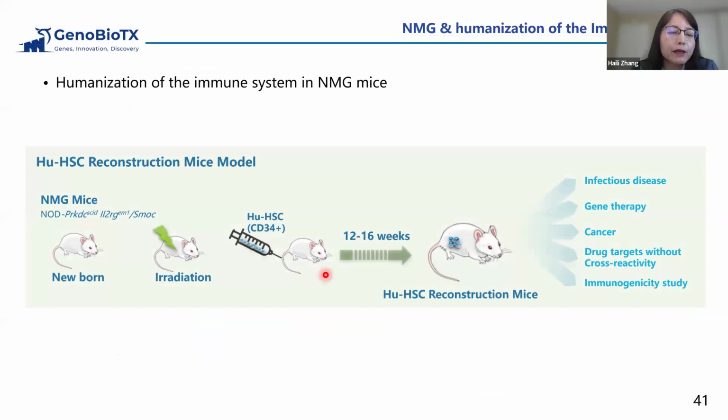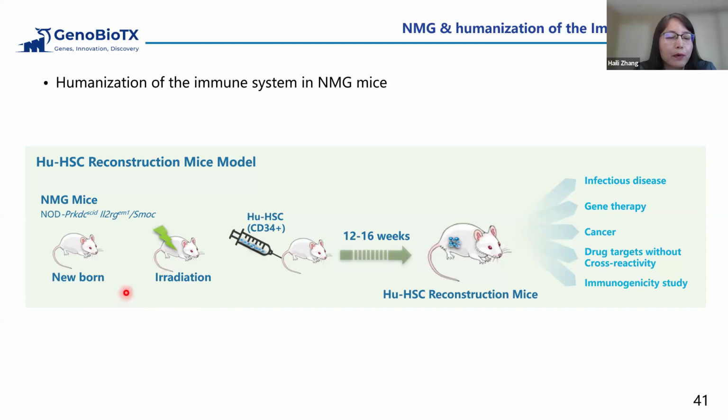As mentioned, we can also use human HSC for human immune system reconstitution in NMG mice. Here's a simplified diagram showing the procedure for developing the human HSC reconstitution mouse model. First, human hematopoietic stem cells are typically isolated from umbilical blood or bone marrow. These cells are enriched by isolating CD34 positive cells.